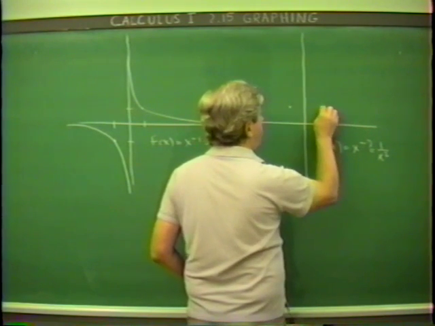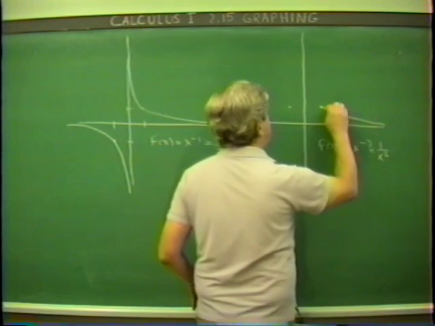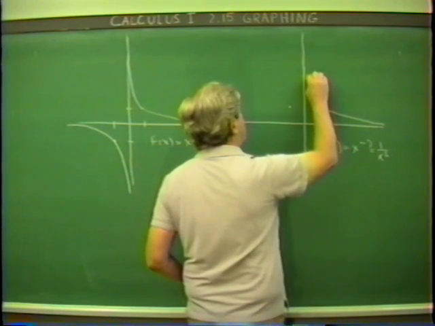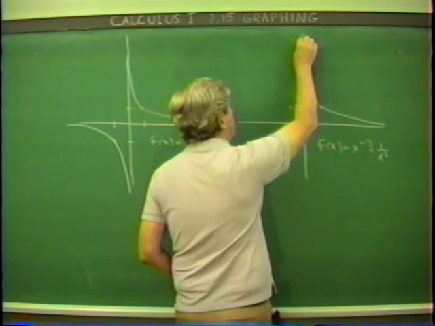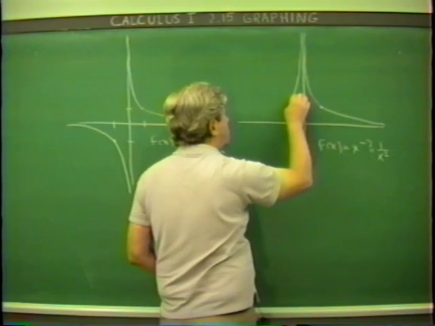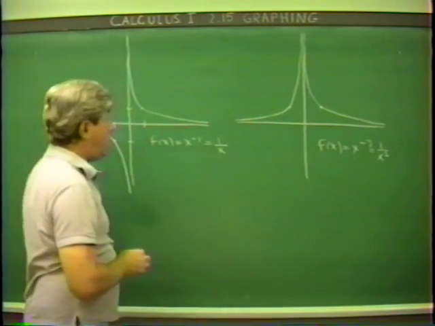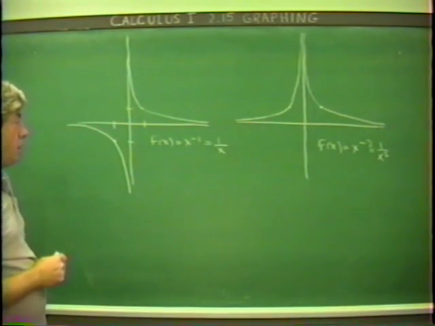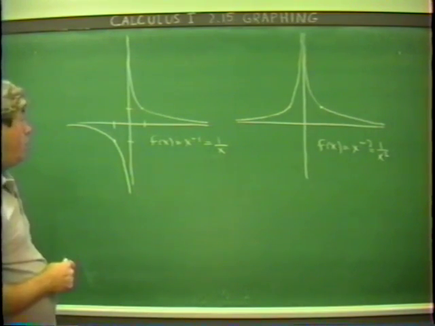And as x gets large from 1 on, the function gets small. And as x gets close to 0, the function gets larger. And since it's symmetric about the y-axis, we can just draw this in like so. That's the function. F of x is equal to x to the minus 2, or 1 over x squared.